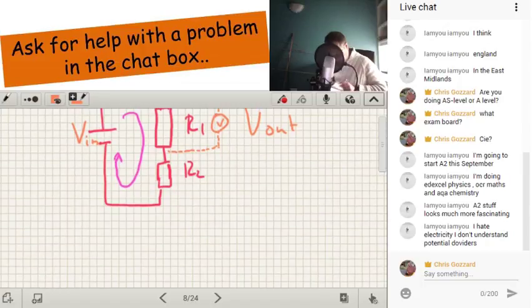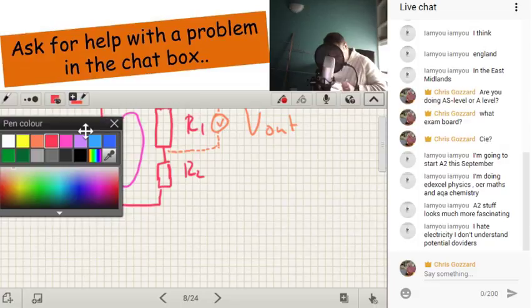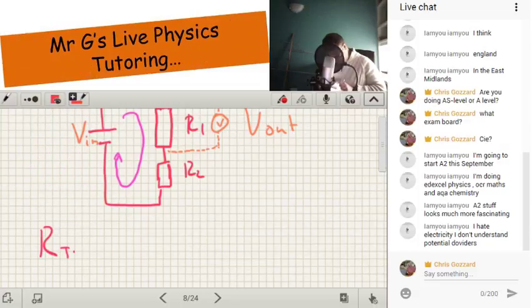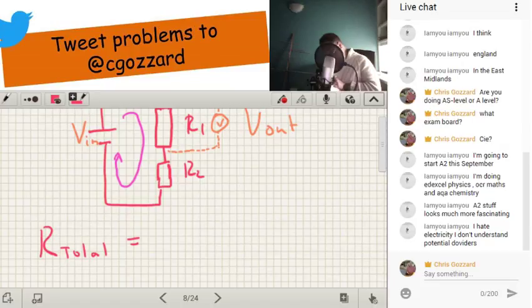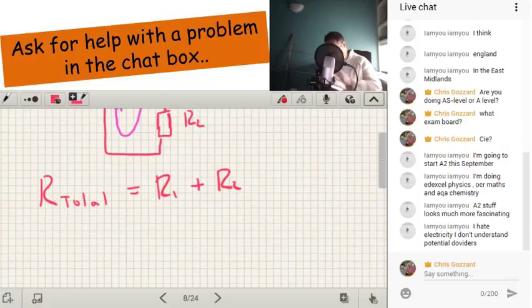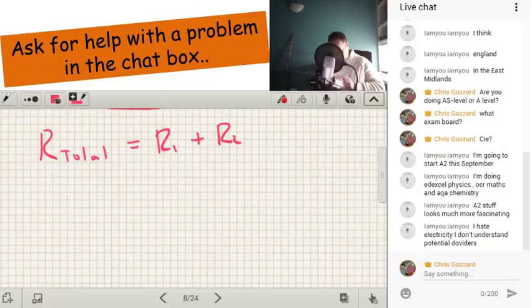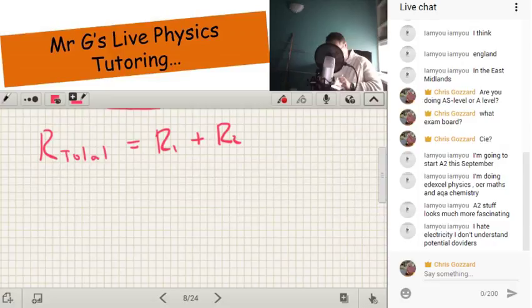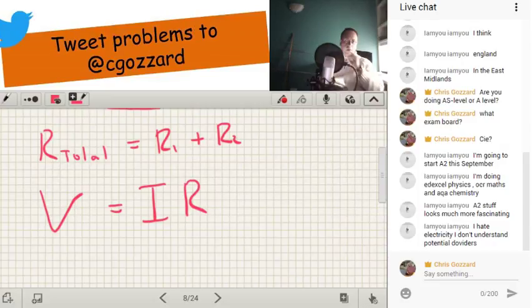So the total resistance, R total, is equal to R1 plus R2. Now let's just go back to generally: V equals IR. So V equals IR.